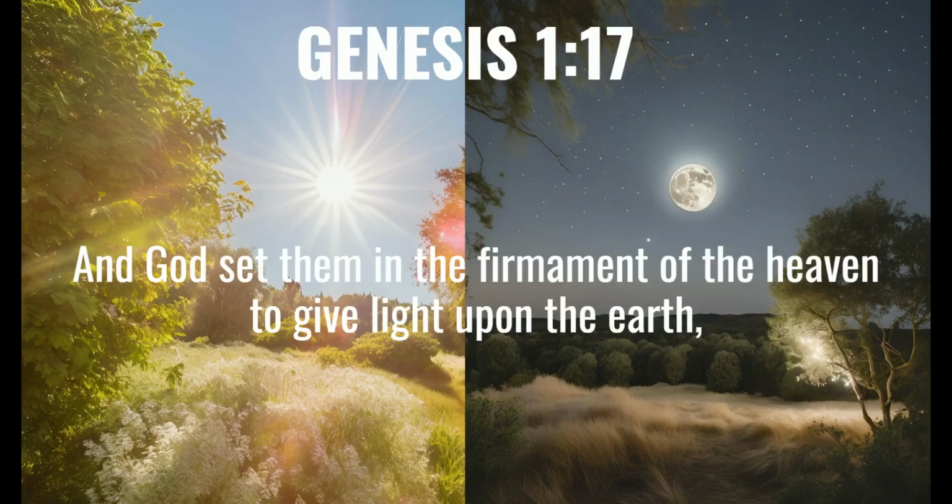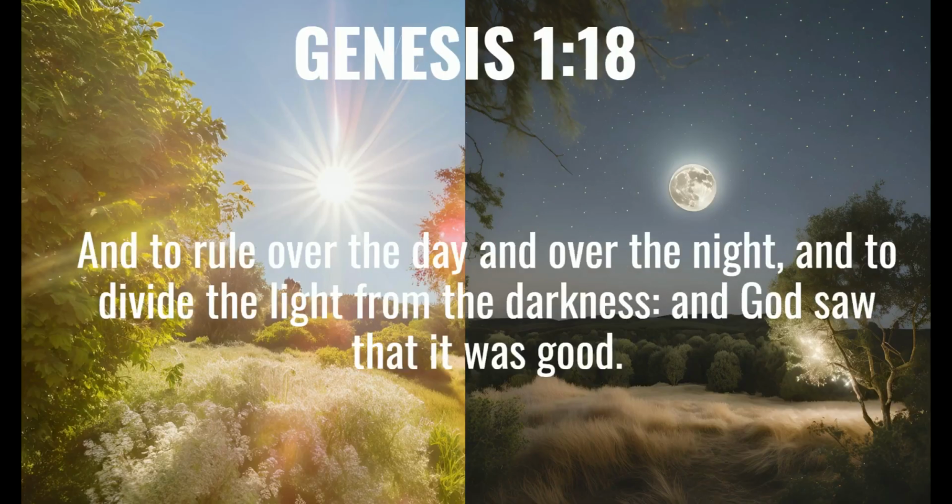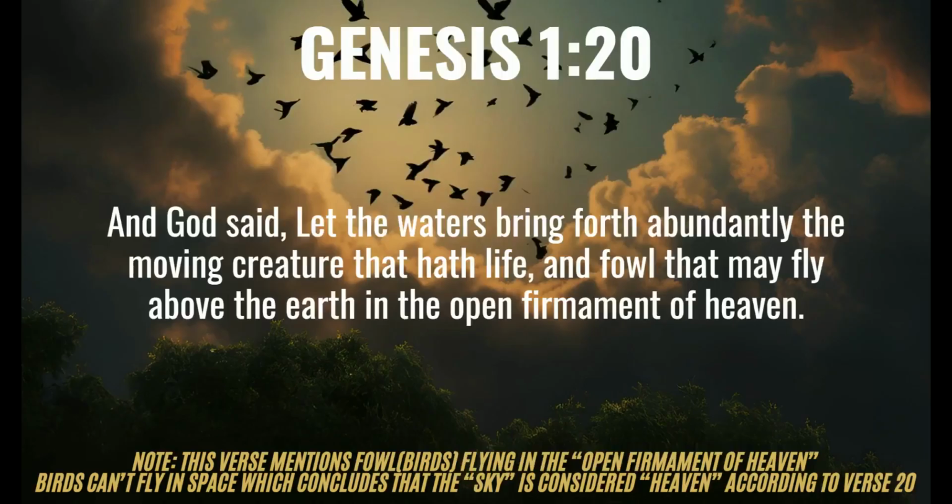Genesis 1:17. And God set them in the firmament of the heaven to give light upon the earth. Genesis 1:18. And to rule over the day and over the night, and to divide the light from the darkness. And God saw that it was good.